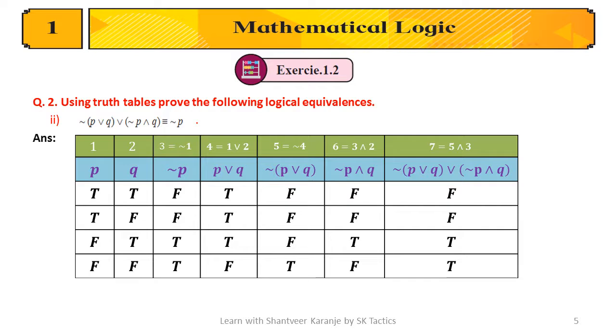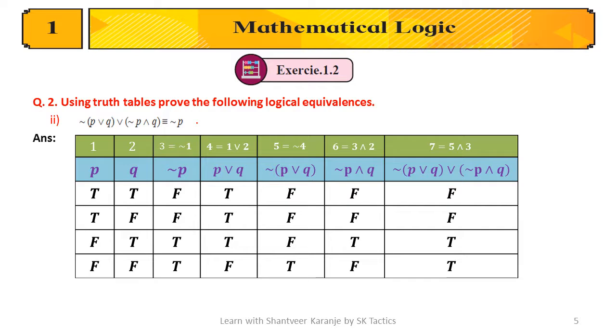The first column is for P, the second column is for Q, the third column is for negation of P. Here we are not going to find negation of Q because there is no need for it. Negation of P, then in the fourth column P or Q. P or Q is one of the brackets from the left hand side. Its negation again belongs to the left hand side. Then the sixth column is negation of P and Q, which is the second bracket of the left hand side, and the seventh column is the complete left hand side.